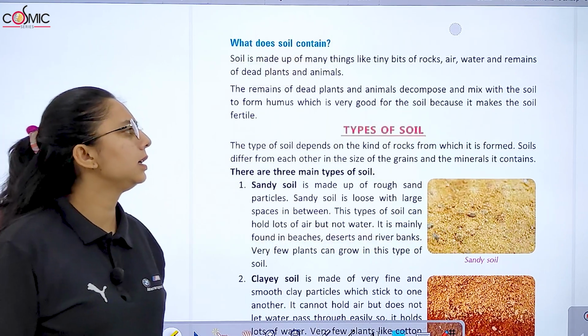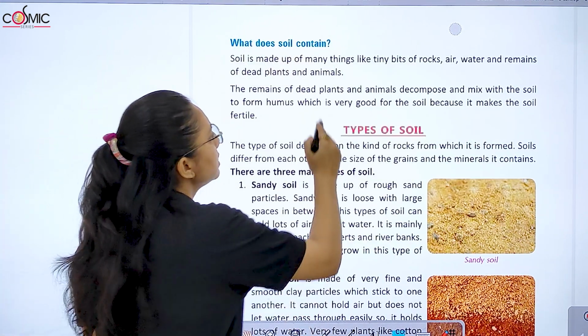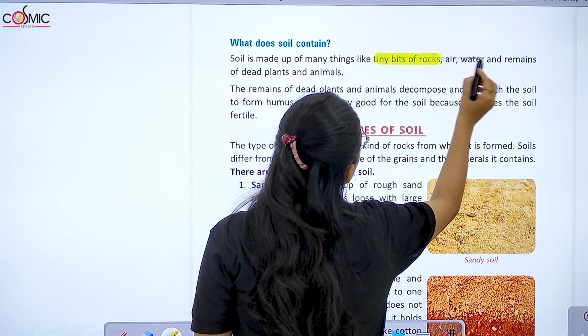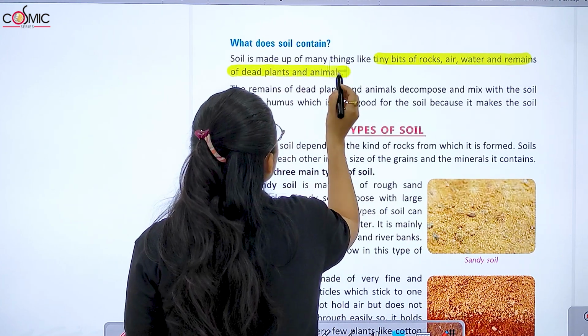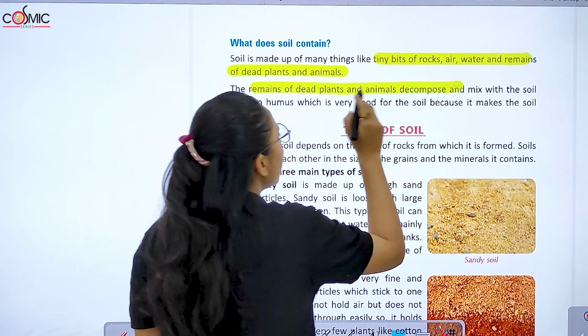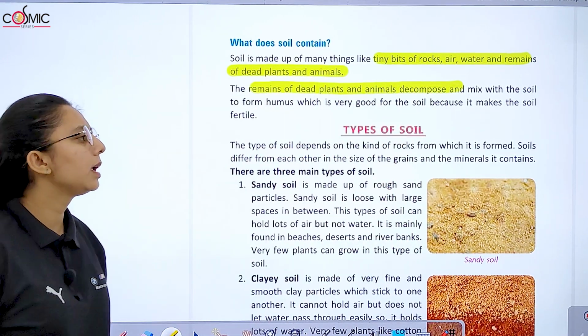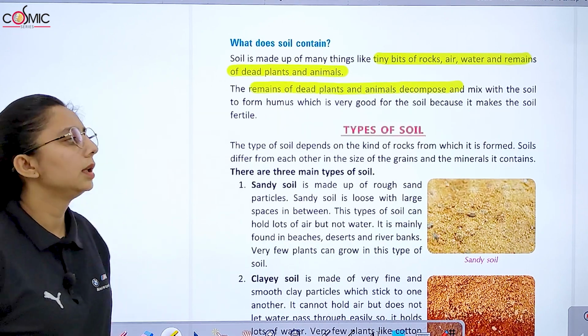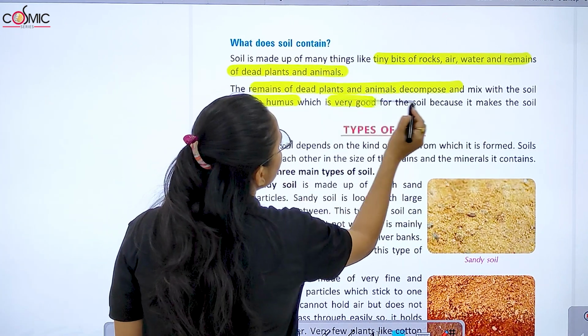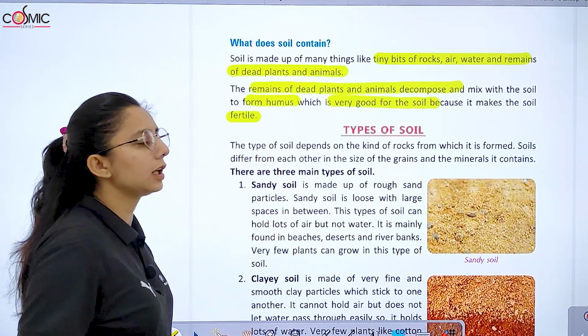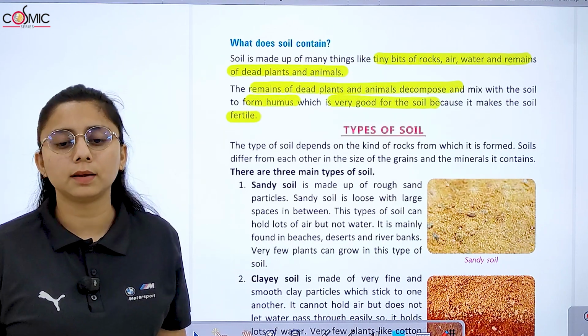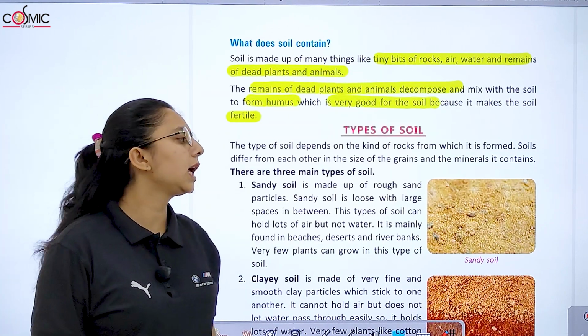Now what does soil contain? Our soil contains many things like tiny bits of rocks, air, water, and remains of dead plants and animals. Remains of dead plants and animals, they decompose and they mix with the soil, and what do they form? They form humus, which is very good for soil because it makes the soil fertile. Soil को कैसा बनाता है? Fertile बनाता है. Right?